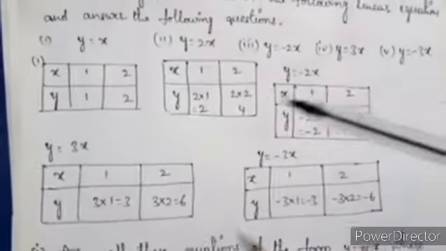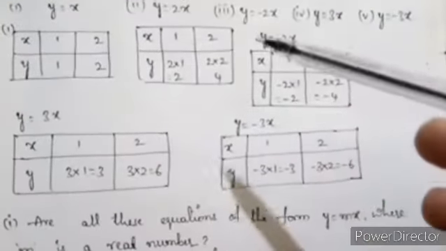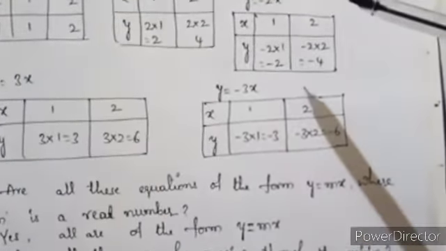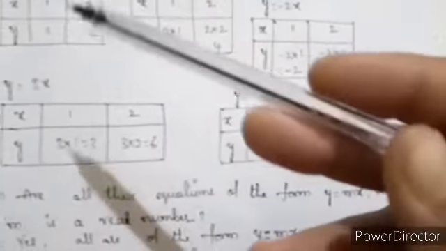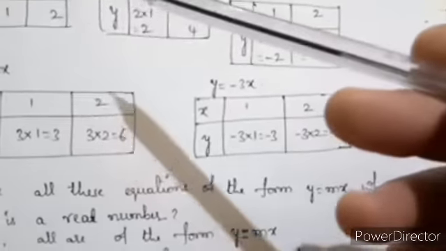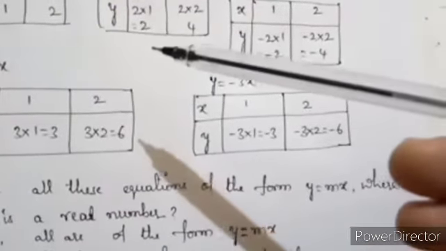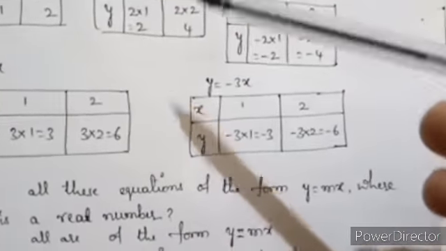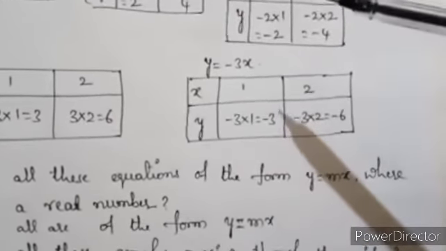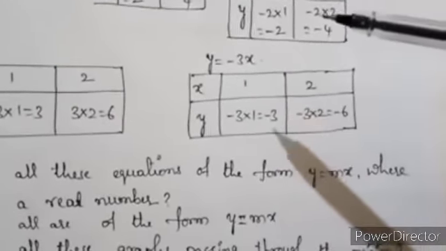Next, second bit. Draw the graph of each of the following linear equations and answer the following questions: y is equals to x, y is equals to 2x, y is equals to minus 2x, y is equals to 3x, y is equals to minus 3x. For each and every equation derive the table of x and y. For y is equals to x, x is 1, y is 1, x is 2, y is 2. For y is equals to 2x, x is 1, y becomes 2 into 1, that is 2, x is 2, that is 2 into 2, 4. For y is equals to minus 2x, x is equals to 1, y becomes minus 2 into 1 is minus 2, x is equals to 2, minus 2 into 2, that is minus 4.